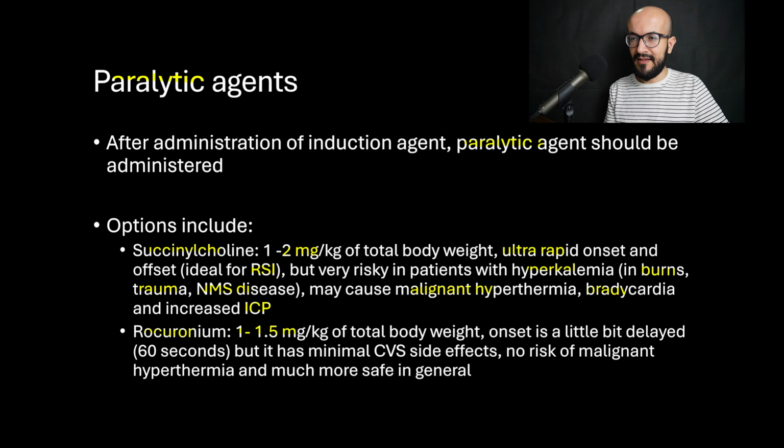We also have rocuronium as an option, which is dosed as 1 to 1.5 milligrams per kilogram, and it has an onset that is a little bit delayed, which is around 60 seconds after administration, while succinylcholine would work after 30 seconds of administration. But rocuronium has minimal cardiovascular side effects, and it has no risk for malignant hyperthermia, and it is much safer in general. That is why rocuronium and the other non-depolarizing muscle relaxants are more commonly used nowadays.